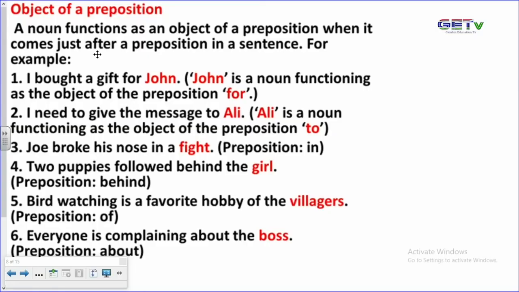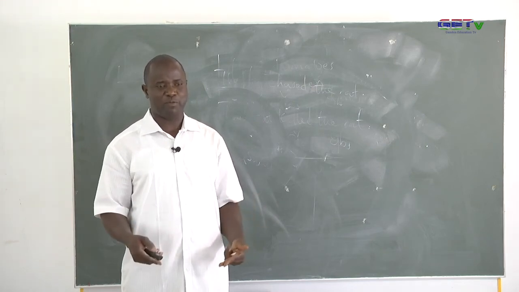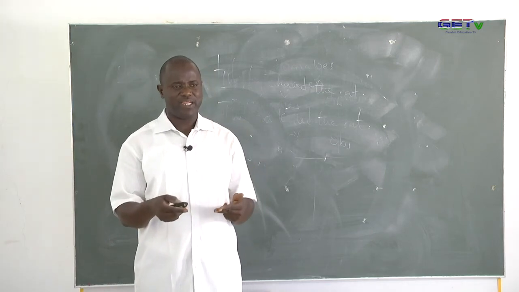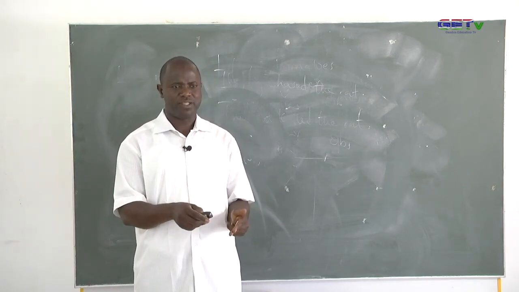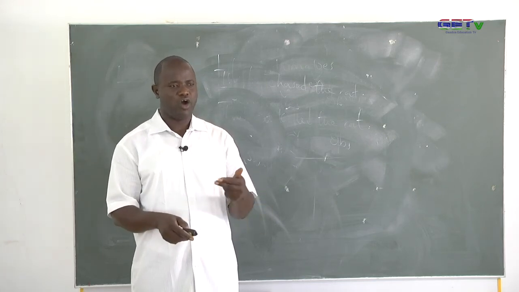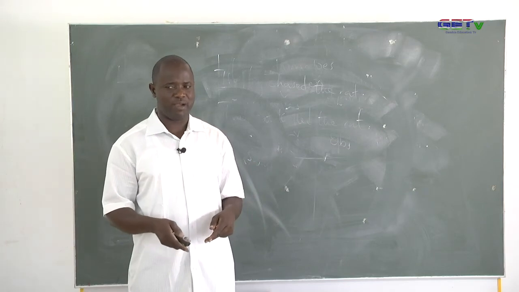Number 6, everyone is complaining about the boss. So here also we understand that the boss, as a noun, is functioning as object of the preposition because it came after a preposition, about. So you need to understand that whenever a noun comes after a preposition, of course that noun will function as object of a preposition, as you can see in the examples given above.